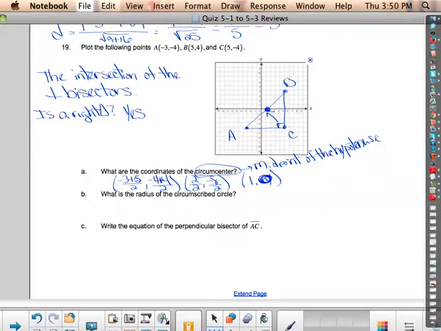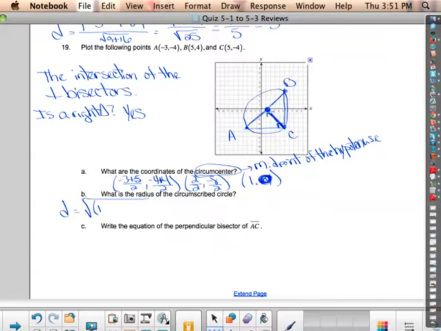So at 1, 0 is that midpoint of the hypotenuse, so that is where the circumcenter, or the center of the circumscribed circle, is. So remember, the circumscribed circle will go through those 3 vertices. So to find the radius of that circle, because all of those vertices are equal distance from the center, you can just use the distance formula to find the radius. So the distance from the center to a vertex is, you can pick any vertex, you get the same answer. I'm going to use A.